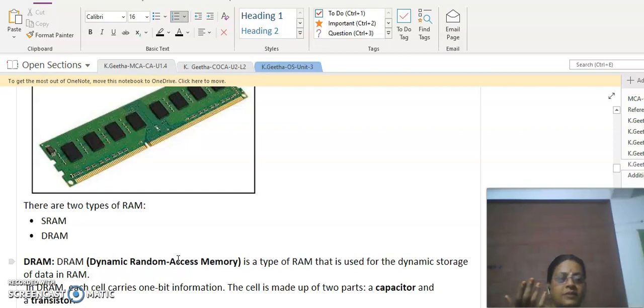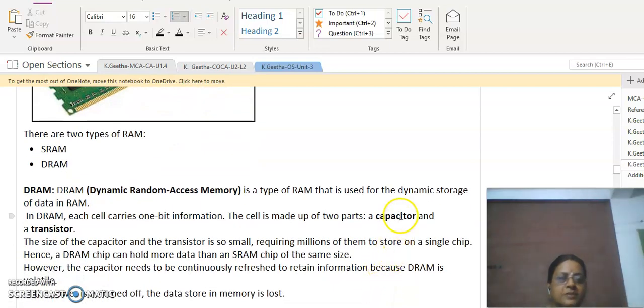In the name dynamic random access memory, the content is going to dynamically change. Why is it dynamically changing? Because it makes use of capacitors. The basic working principle of the capacitor is that it charges and then discharges. When it discharges, the content is going to be lost, so we have to periodically refresh, and only then will the memory content be retained.